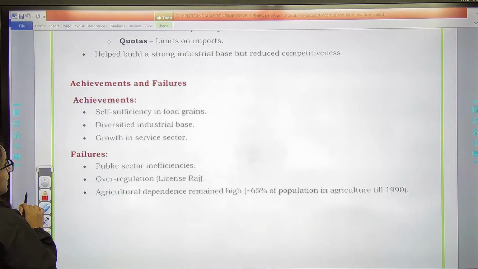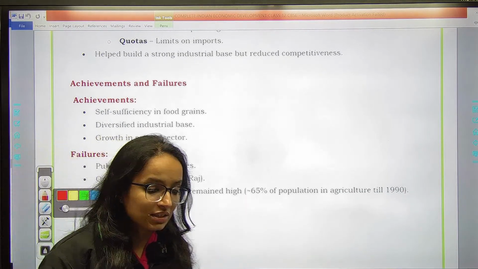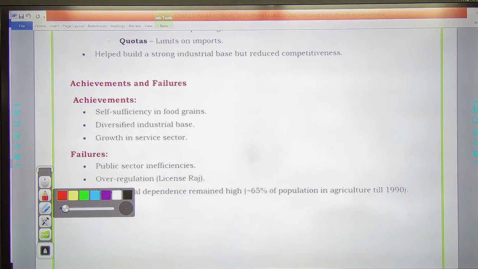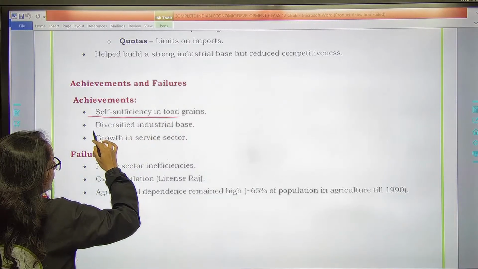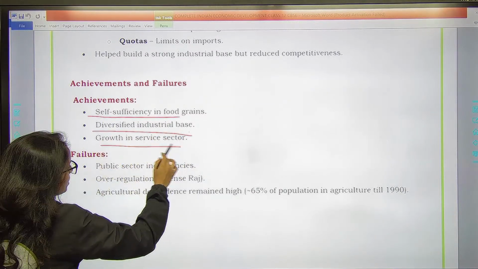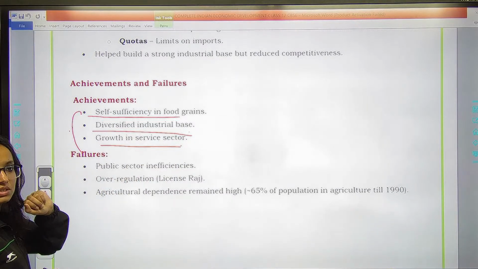Then achievements and failures during 1950 to 1990. जितने भी steps government ने लिए, broader steps like green revolution, like industrial policy resolution, IPR, all these, उनके क्या broad achievements and failures हैं, let's discuss. So achievements, first achievement of course is self-sufficiency in food grains. Green revolution particularly helped India in achieving self-sufficiency in food grains. Then diversified industrial base and growth in services sector. So these were the key achievements during this period.